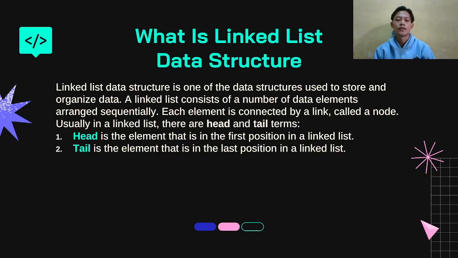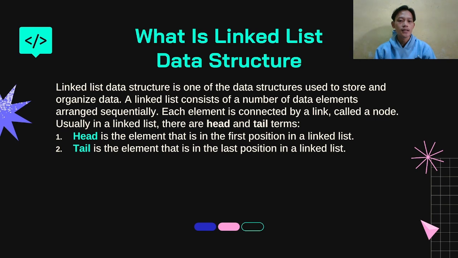What is linked list data structure? Linked list data structure is one of the data structures used to store and organize data. A linked list consists of a number of data elements arranged sequentially. Each element is connected by a link called a node.